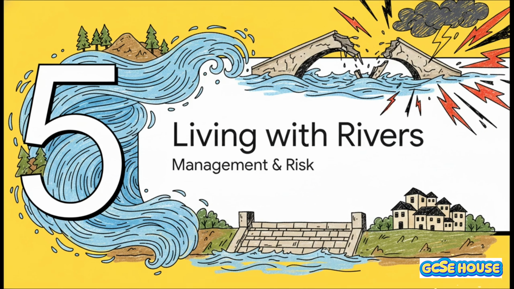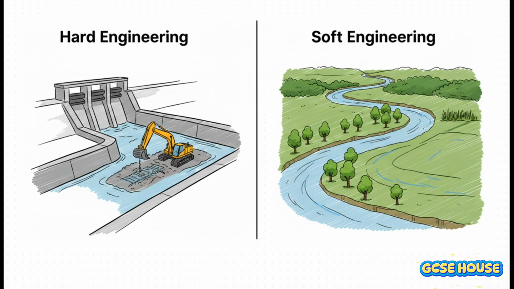And that brings us to the human side of the story, how we try to manage our relationship with these powerful forces. Generally, we approach this in two different ways. On one hand, you have hard engineering. This is the big, intrusive stuff, building concrete walls, straightening channels, dredging the river deeper. On the other hand, you have soft engineering. This is about working with the river, things like planting trees to absorb water or intentionally allowing certain areas to flood where it won't cause damage. It's often cheaper and more sustainable.